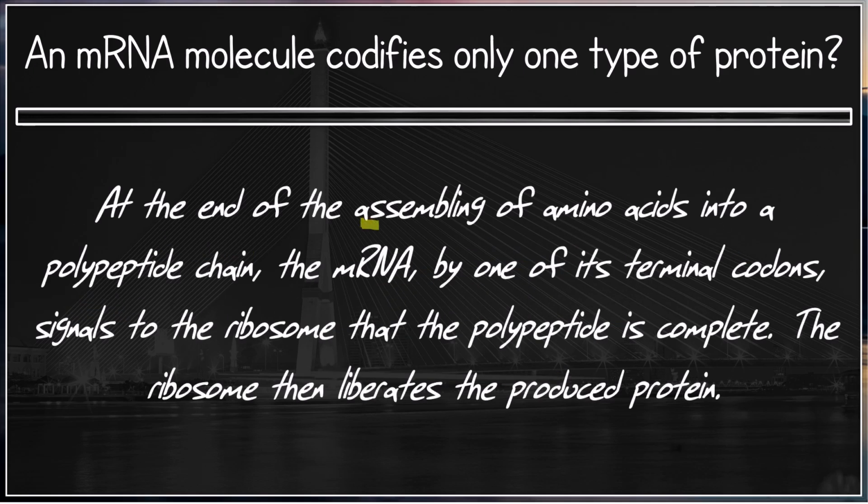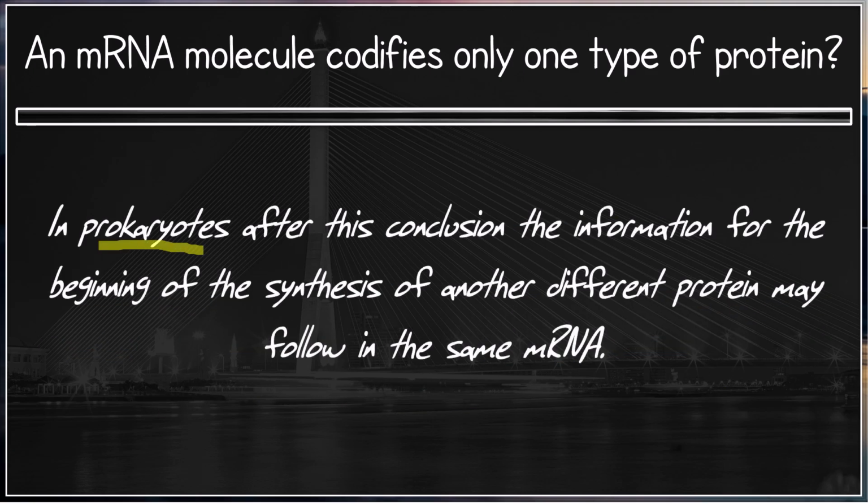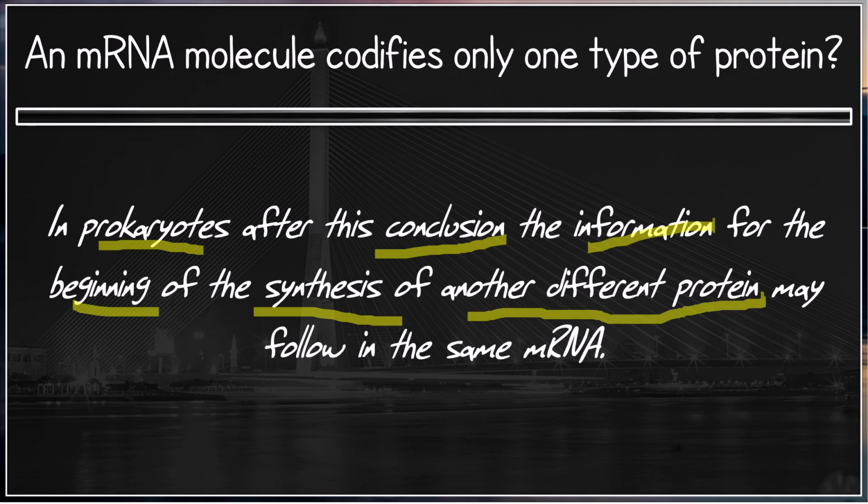At the end of the assembly of amino acids into a polypeptide chain, the messenger RNA, by one of its terminal codons, signals to the ribosome that the polypeptide chain is complete. The ribosome then liberates the produced protein. In prokaryotes, after this conclusion, the information for the beginning of the synthesis of another different protein may follow in the same messenger RNA.